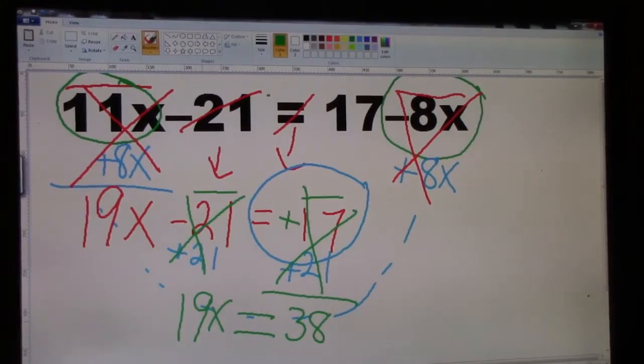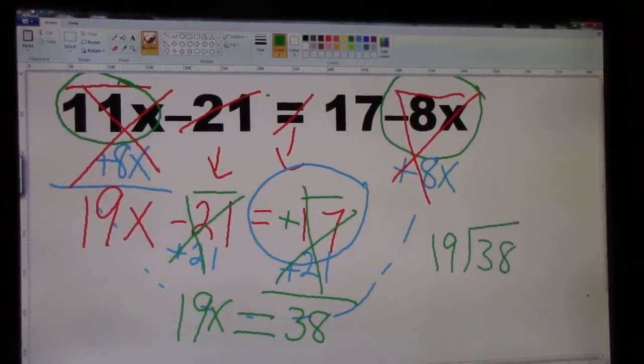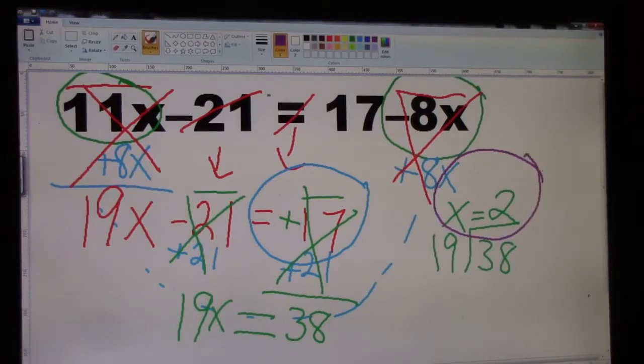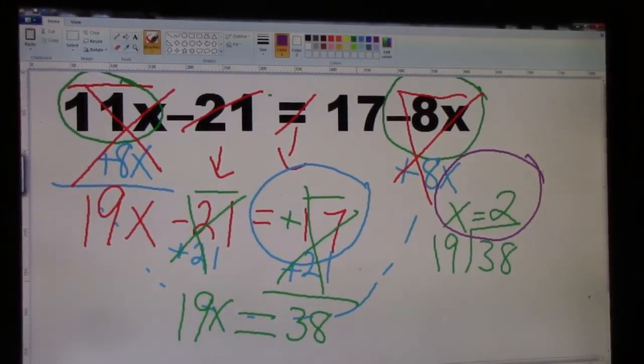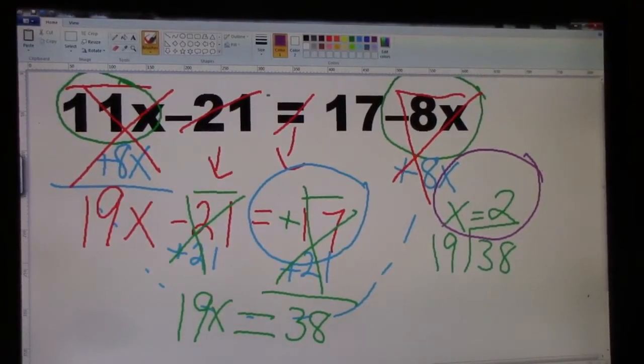Now we have a division problem. 19 times something equals 38. And if you did that correctly, 19 times 2 should be 38. And that would be your final answer. So x will be equal to 2. Okay, so that's your problem solved. And as a matter of fact, we'll have some 4th and 5th graders do a check to see if x equals 2 is correct. Okay, so stay tuned.